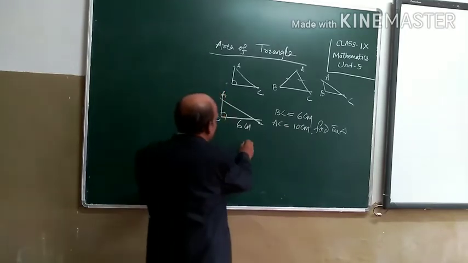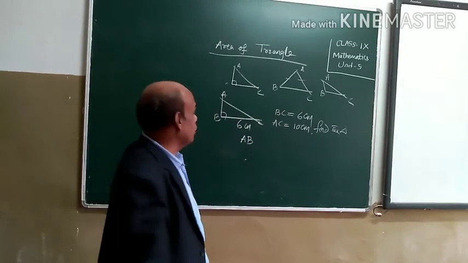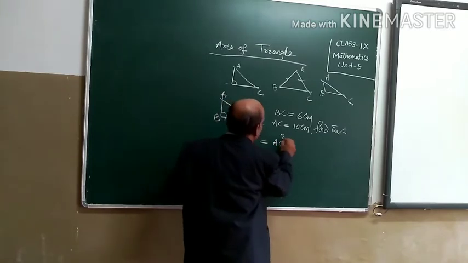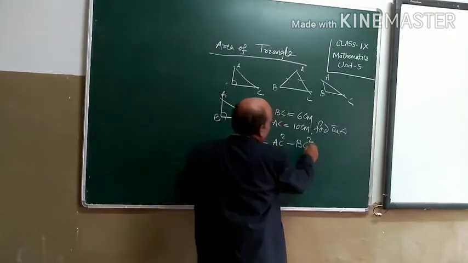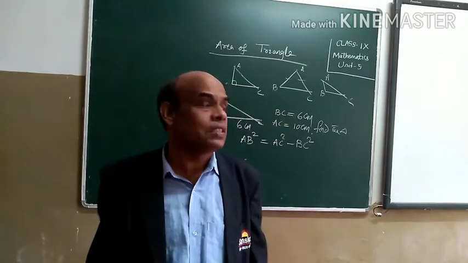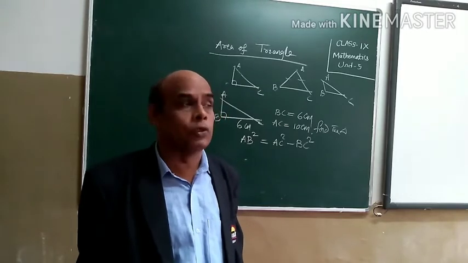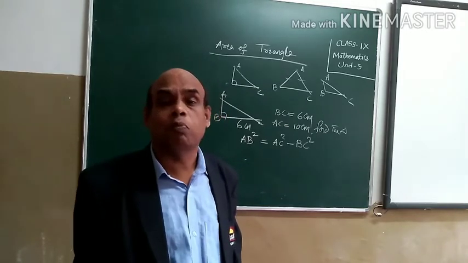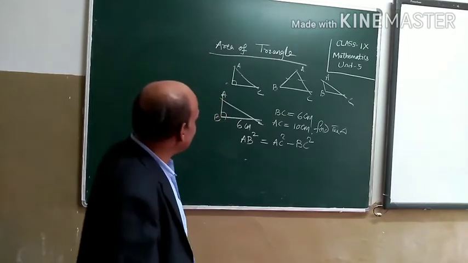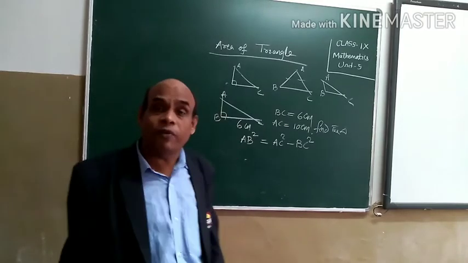So AB, as per the Pythagoras theorem, AB square is equal to AC square minus BC square. Already you know the Pythagoras theorem. The square of the hypotenuse is equal to the square of the base plus the square of the perpendicular. So according to that we find AB square, because AB is required for us.